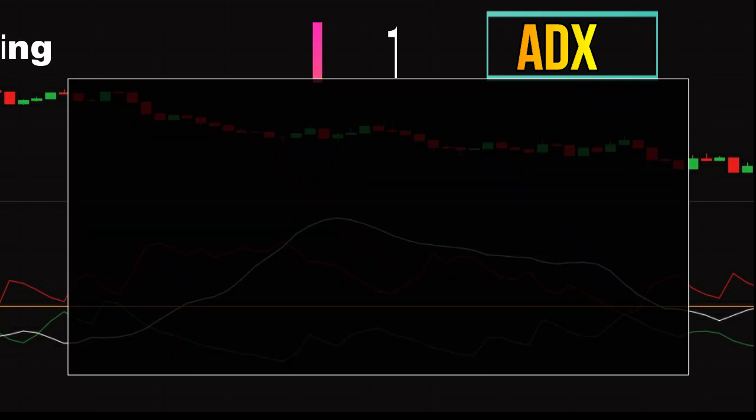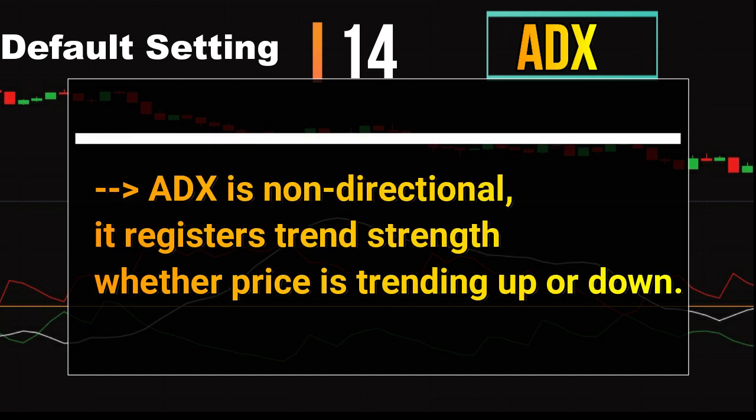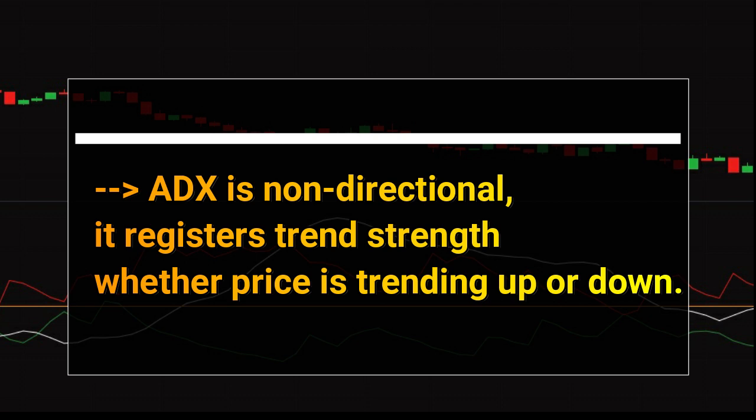The default setting of ADX is 14, and it is the best setting whether you are a new or experienced trader. There is no need to change these settings. But do remember, ADX is non-directional. It registers trend strength whether price is trending up or down.